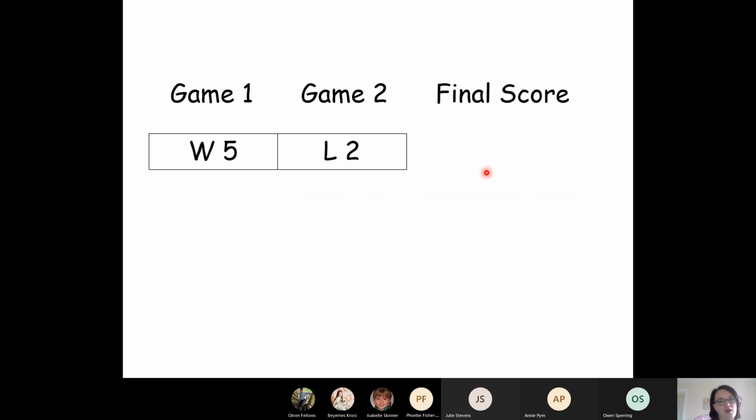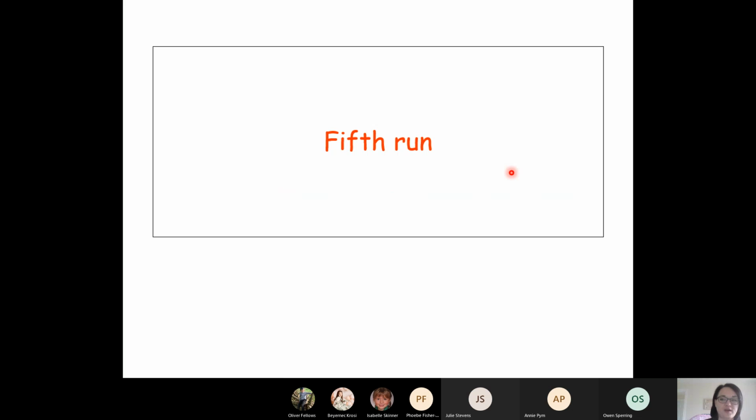So now think about that final score. If we win 5, but lose 2, what score are we on in the end? If we had 5, but we lost 2, we're still winning, but this time we're only winning by 3 points. Oh, I thought that was the last one. There's another one here. So the 5th run is the last one to do.